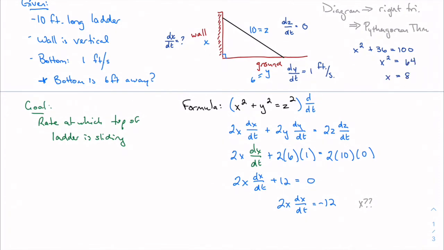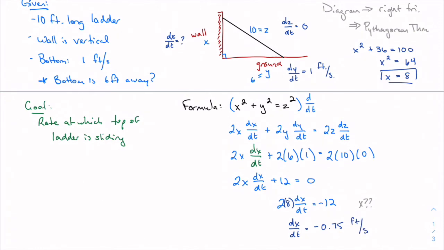You might be saying, what about negative 8? I can't have a negative distance, so just the positive one. So x is 8. That's going to go right into my working so far. I have dx by dt equals negative 12 over 16. Now, just for the sake of consistency, let's put this in terms of a decimal. I get negative 0.75, using my units, feet per second.